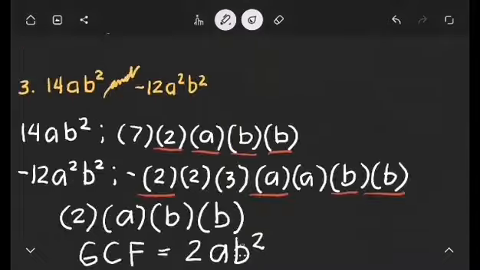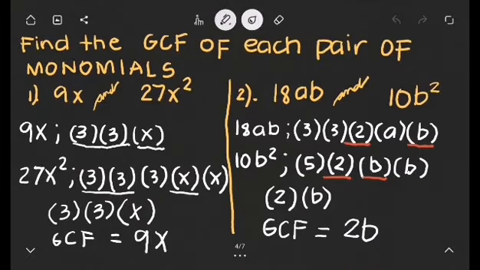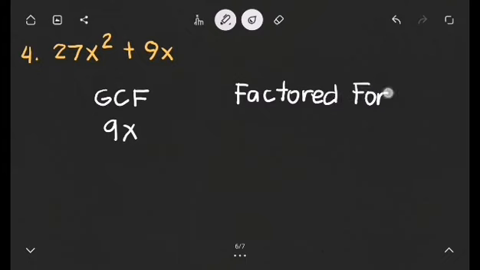Okay. So ang GCF uli ng ating 27x squared plus 9x. So kung babalikan natin dun sa unang example, ang GCF nila ay 9x. So this time, pwede na nating i-factor yung ating binomial gamit yung kanyang GCF. So in factoring, we'll just list down the GCF and then multiply it. Actually, this will be the reverse of the process of distributive property or distribution by multiplication. So, ano yung magiging laman ng ating parenthesis?